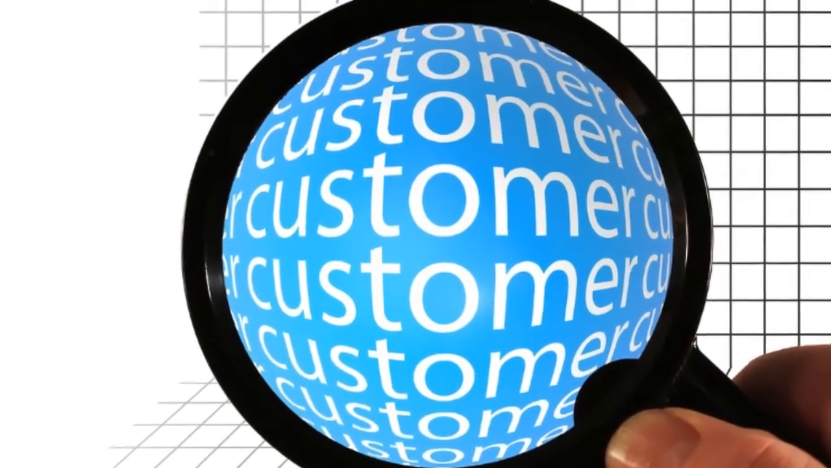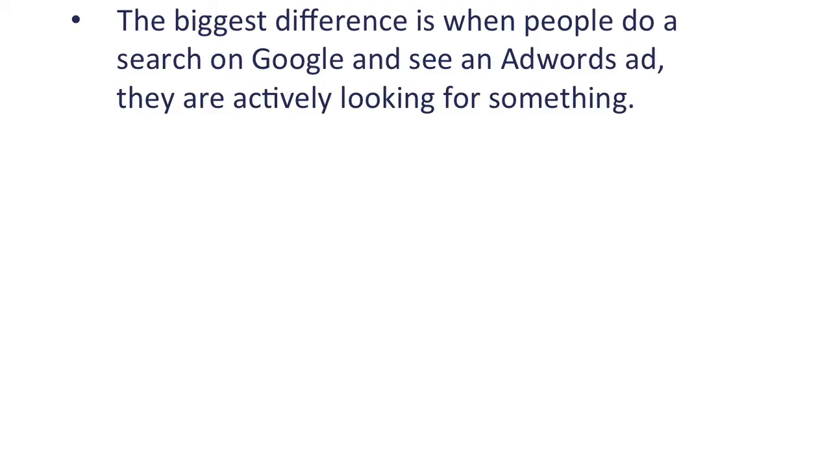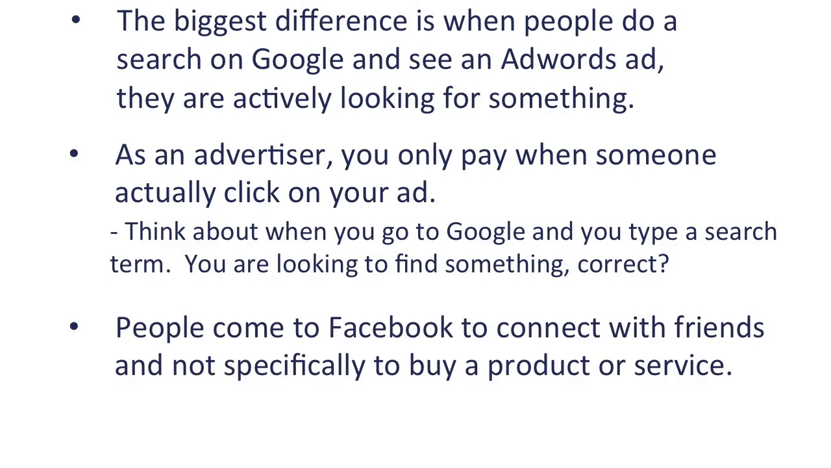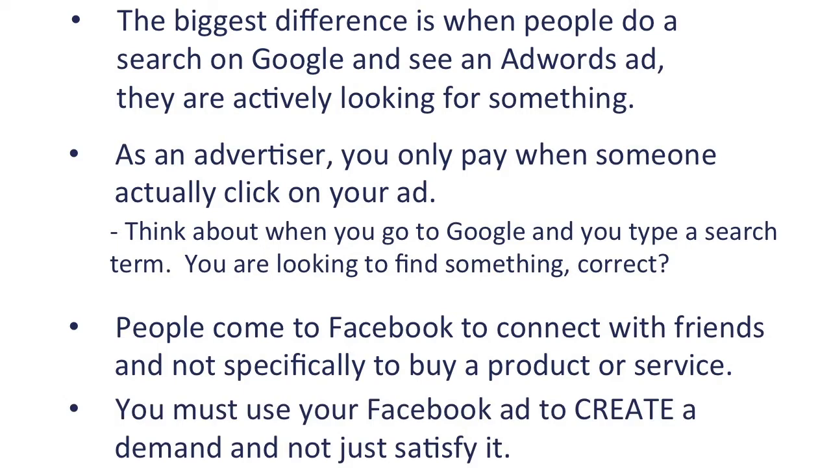The biggest difference, though, between Facebook and Google advertising is that when people do a search on Google and see an AdWords ad, they are actively looking for something. Think about when you go to Google and you type in your search term. This is because you are looking to find something, correct? Next, you see the result and you see the AdWords targeted for that search, or the sponsored results. On the other hand, people come to Facebook to connect with friends and not specifically to buy products or services. Therefore, you must use your Facebook ad to create demand and not just satisfy it. And that right there is the biggest difference in marketing on Google and Facebook.